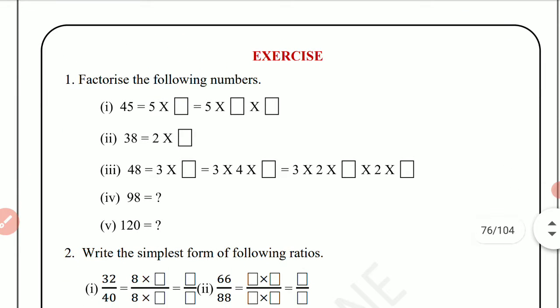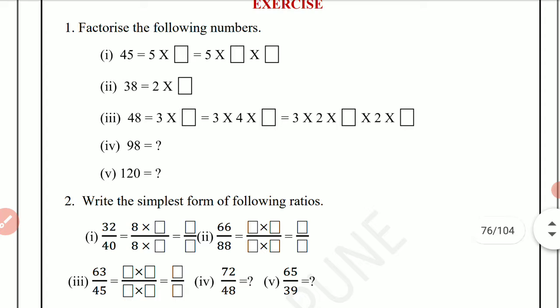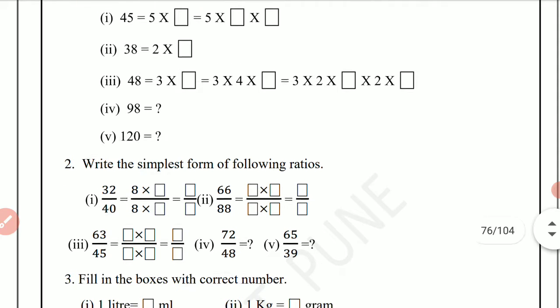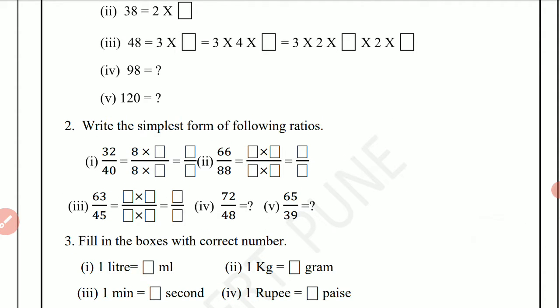Then some exercise. Factorize the following numbers. First, 45. 5 into 9. We can write the factors of 45, 38, 48, 98 and 120 easily. And second question, write the simplest form of the following ratios.